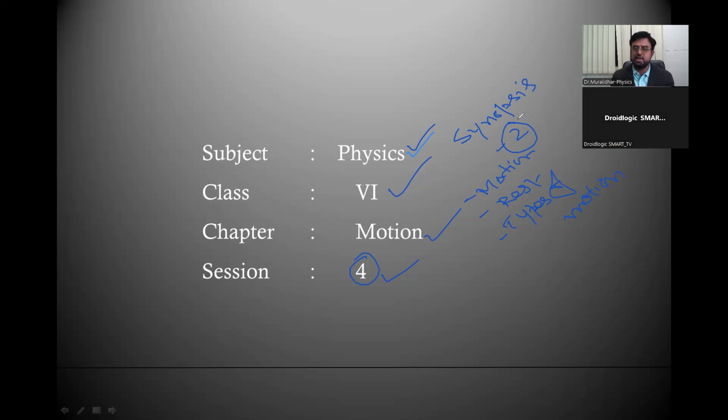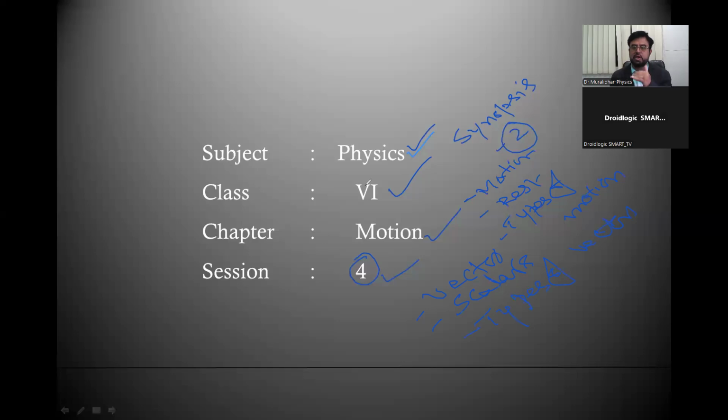Then we entered synopsis 2, where we discussed the classification of physical quantities into vectors and scalars, the difference between vector quantities and scalar quantities, followed by types of vectors. Various types of vectors we have seen in the last session.